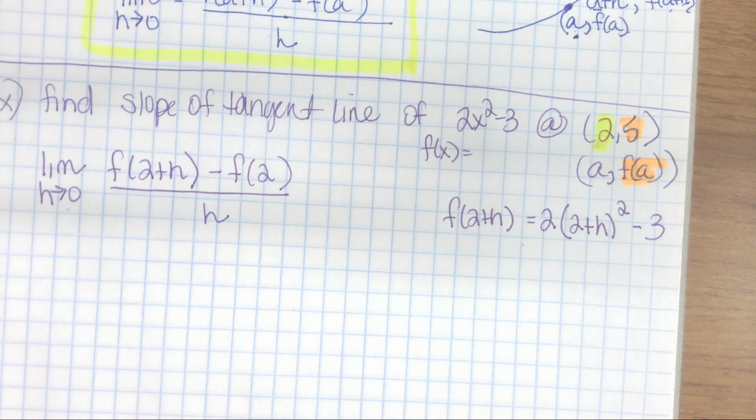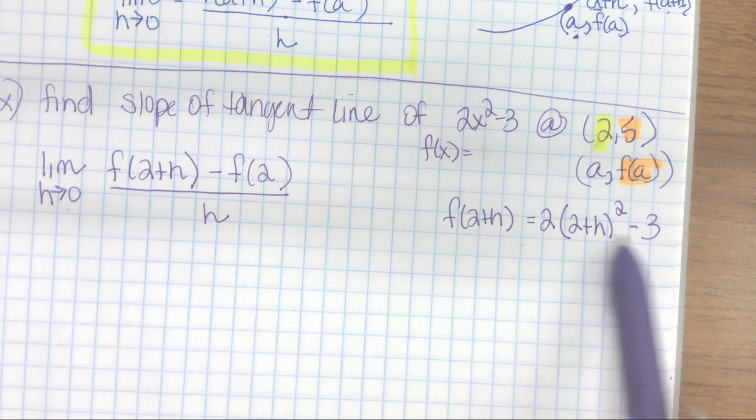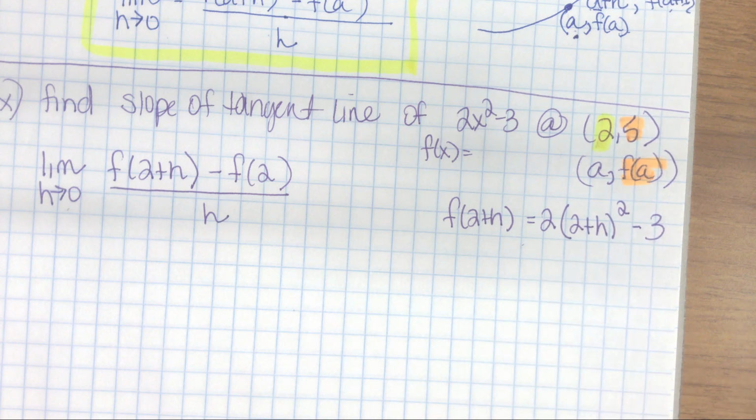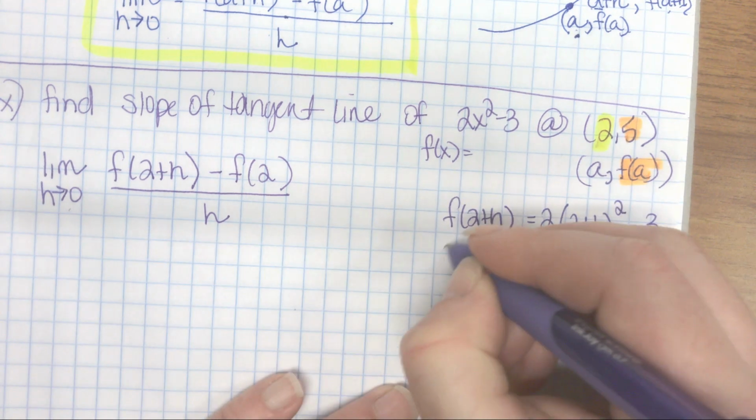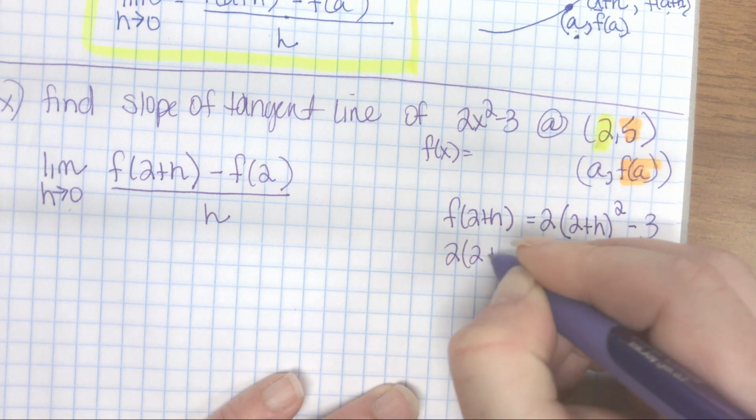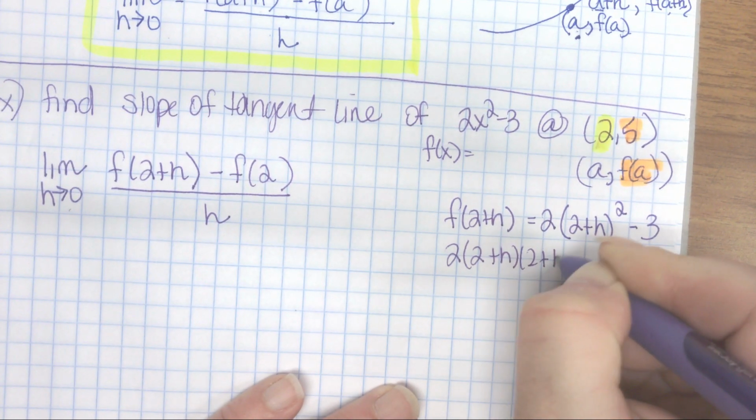What do we do? This is where your algebra comes in. What do we do first to simplify that? Square the 2 plus h. Please don't call that 4 plus h squared. You just are killing cats. What's 2 plus h squared mean? Yeah, it means this, right?